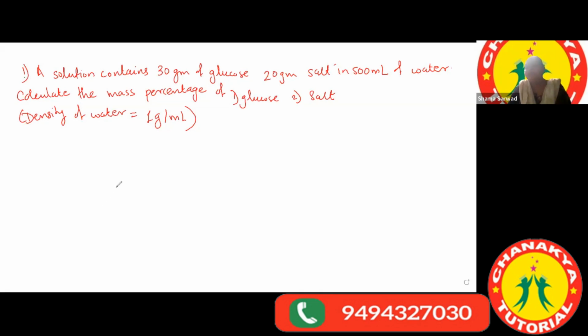So in this problem, if you read the problem clearly, Sampath, please turn on your video. If you read the problem, what you come to know, the solution they have given has two solutes. First solute is 30 gram of glucose and another solute is 20 gram of salt. And these glucose and salt are dissolved into 500 ml of water. Right? Means this is your solute A, this is your solute B, and this is dissolved into the solvent C. So the very first thing when you read the problem, you have to identify what is solute and what is solvent. And that you can understand by reading the problem and looking at the quantity.